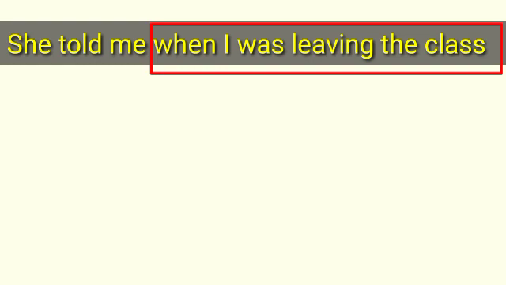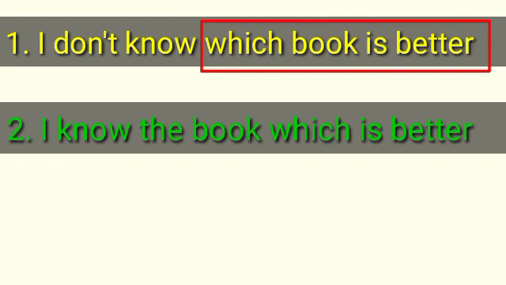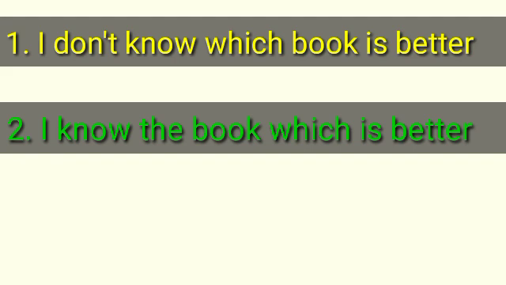Have a look at another set of interesting examples here. See the first one. I don't know which book is better. In this sentence, "which book is better" is a nominal WH clause, while the second sentence is I know the book which is better. In the sentence, I know the book which is better, "which is better" is the relative clause. So this is the confusion that we have to understand. You can search for a few more examples and try to locate the clauses and classify them into their appropriate categories so that you understand them, because practice makes a man perfect.